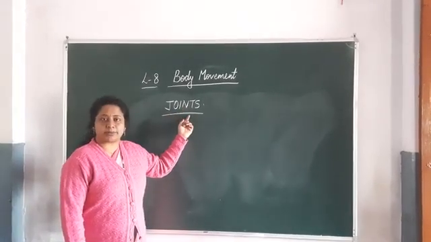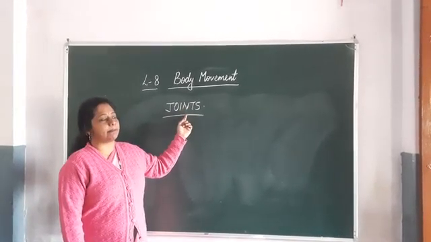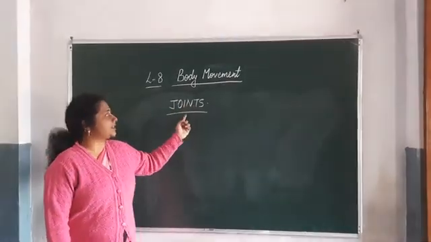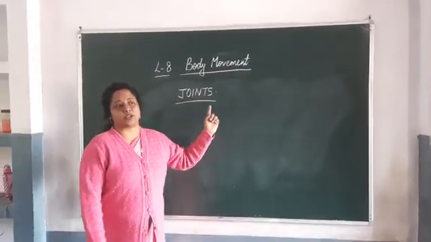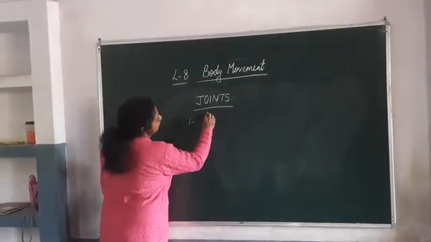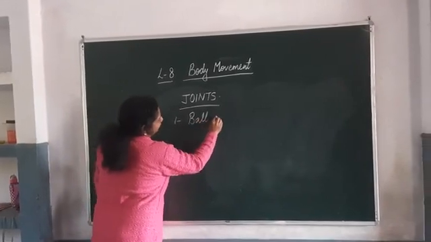And where are the joints present? Joints are present between two bones. Okay? So today we will study the different types of joints. The first joint is the ball and socket joint.